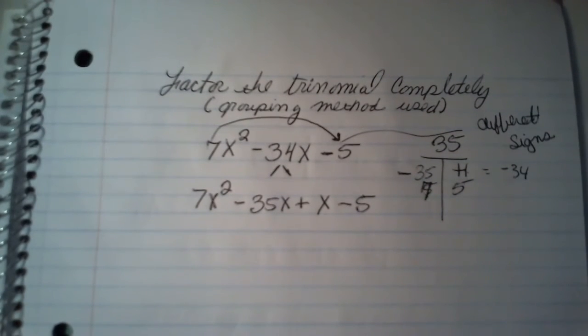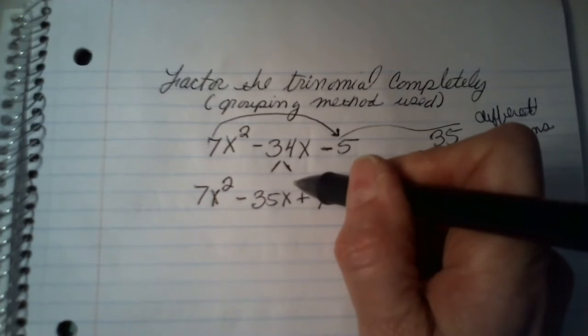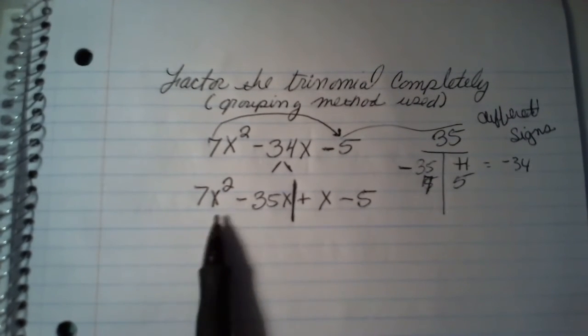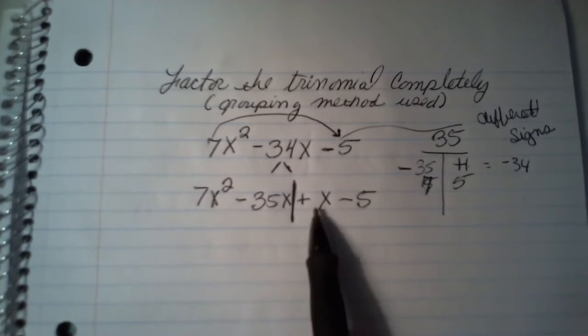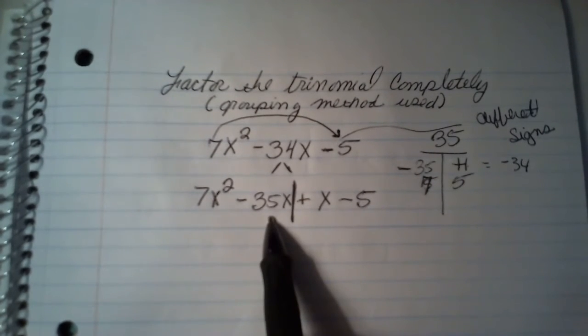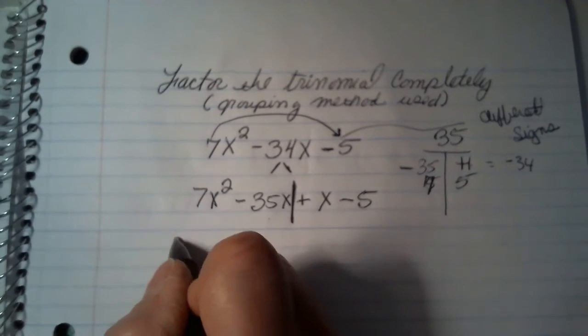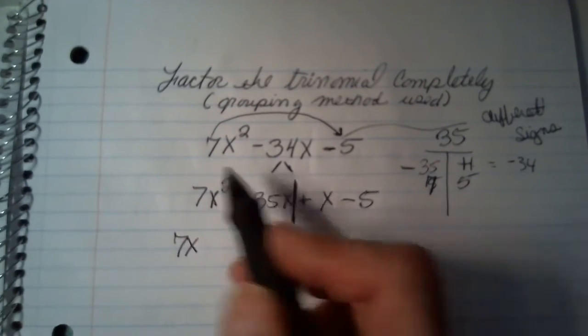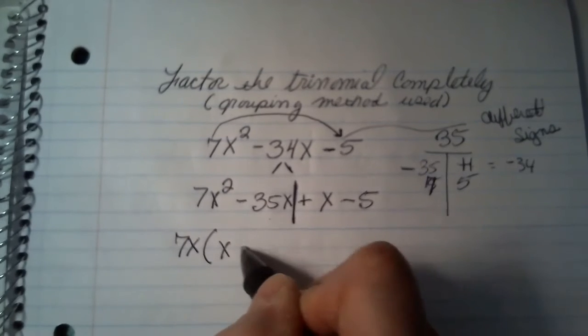Now that I have a four-termed polynomial, I can divide this in two groups. The first two terms become the first group, and the last two terms become the last group. I'm going to look for the greatest common factor of the first two terms, which is going to be 7x. I'm going to divide each of these terms by 7x, which gives me x minus 5.